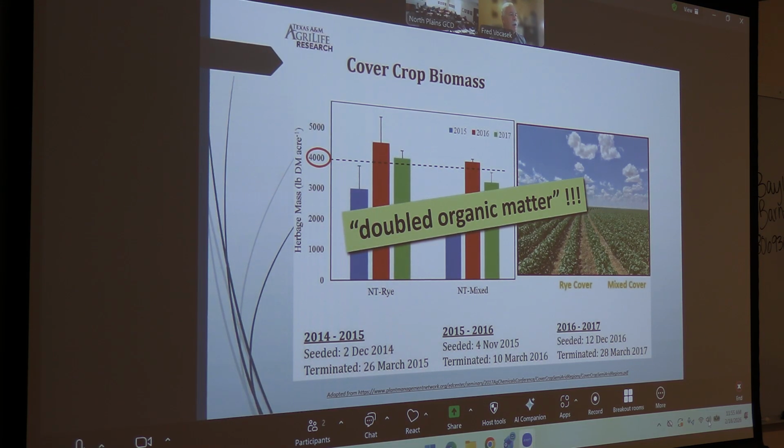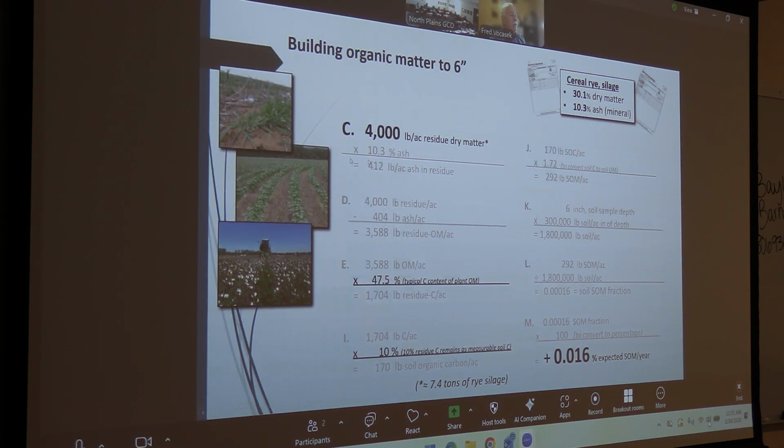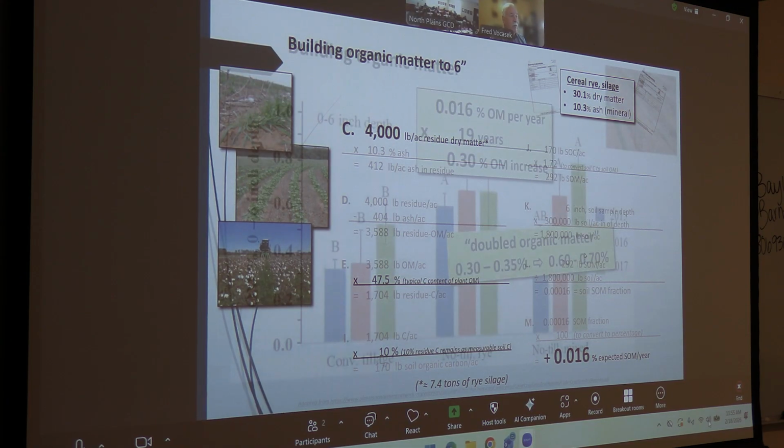Anyway, I did the math, and I won't spend a lot of time here, but I estimated that the rye cover crop produced about 2 tons of dry matter. And if I ran through some of the math, and you can go through this here, but based on some of the other information I had, I would expect that we're going to see about a 0.016% increase in soil organic matter per year. So about not quite 0.02% per year. Well, that seems low.